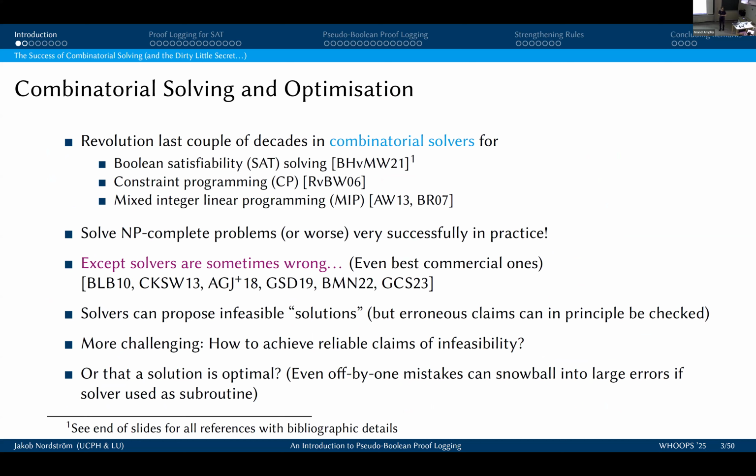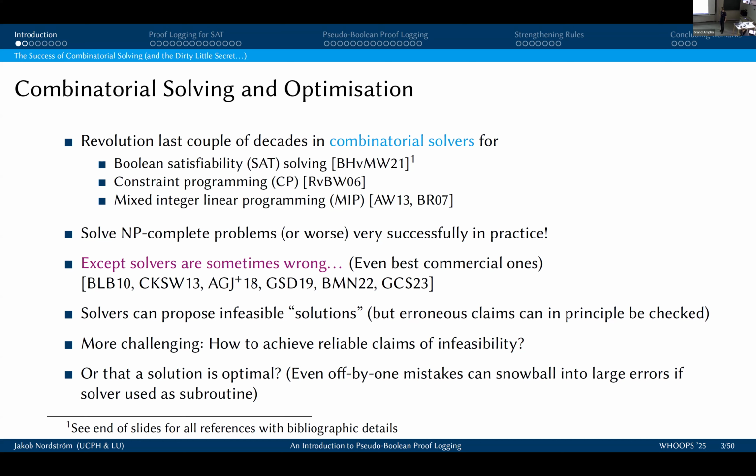The background, I think, for why we're here is that since the turn of the millennium, there has been amazing progress in a number of different paradigms for combinatorial solving. So today, so-called Boolean satisfiability or SAT solvers, constraint programming solvers, and mixed integer linear programming solvers are used to solve large-scale, real-world, NP-complete problems on a daily basis, very successfully. And there's only one small caveat.